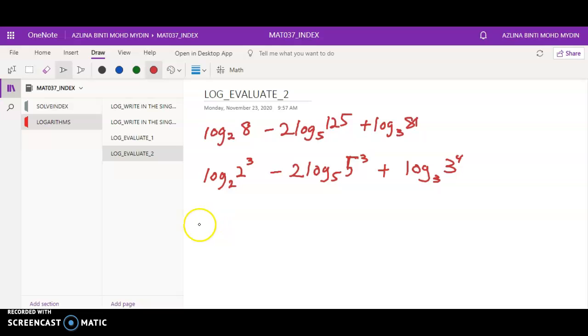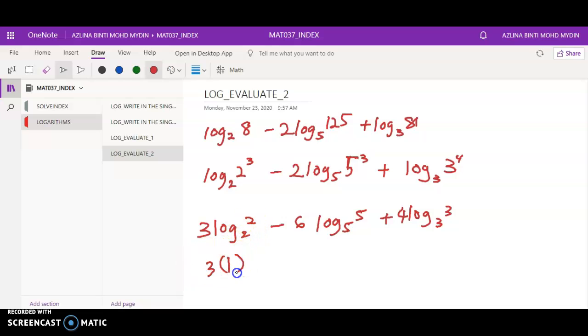So I can bring the powers in front, so that I have 3 log 2 base 2, minus 6 log 5 base 5, plus 4 log 3 base 3. As we all know, if the log base and the index are the same, it gives you the value of 1. So 3 times 1, minus 6 times 1, plus 4 times 1.